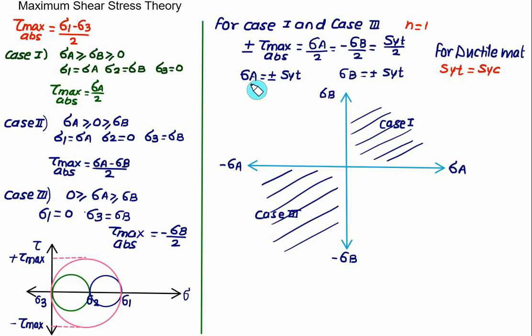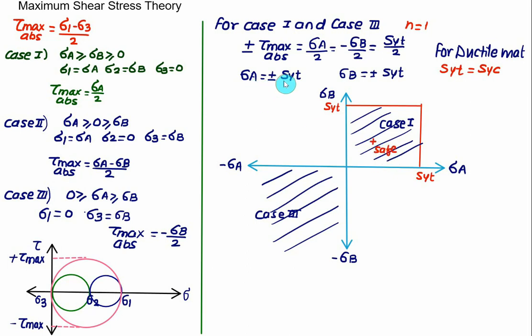First equation will get that is sigma A is plus minus SYT. So you have to draw here one vertical line such that the value of sigma A remains constant. And second line you have to draw for sigma B, that is positive SYT. So this value is equal to SYT and this value is also equal to SYT. So for case 1, if your part is inside, it is a safe design.